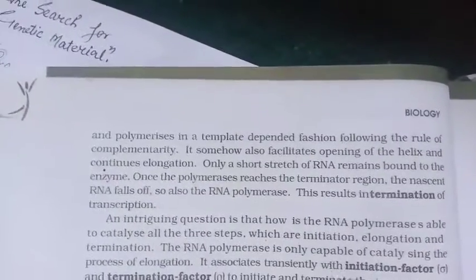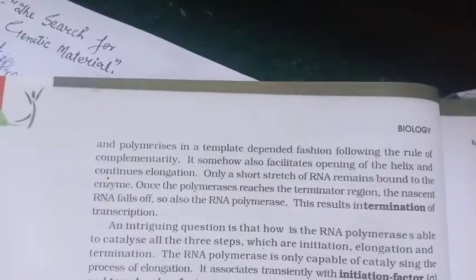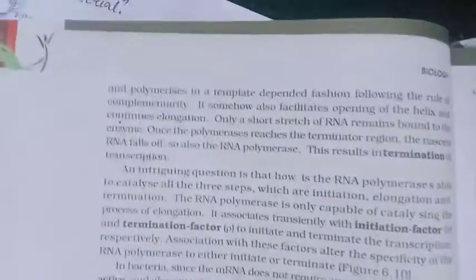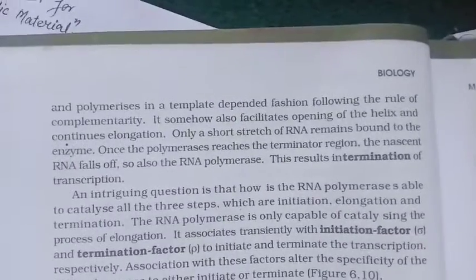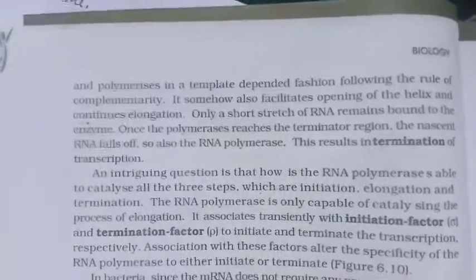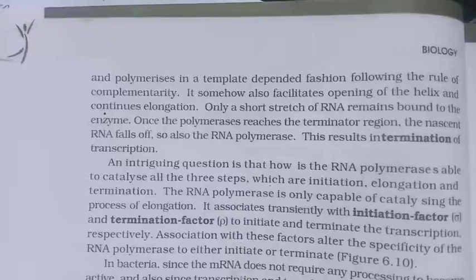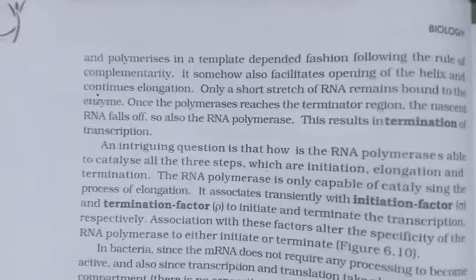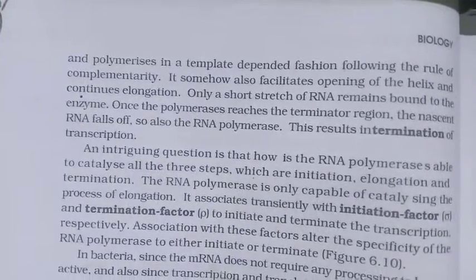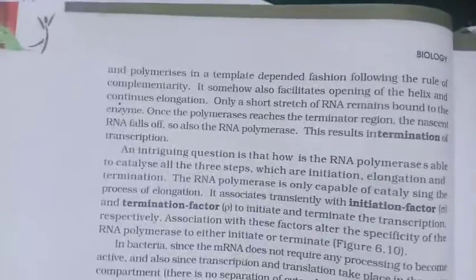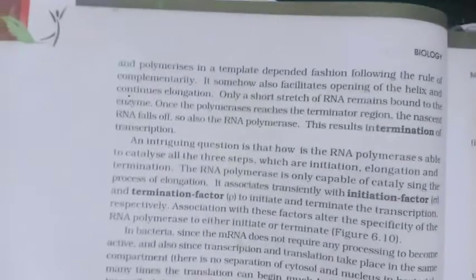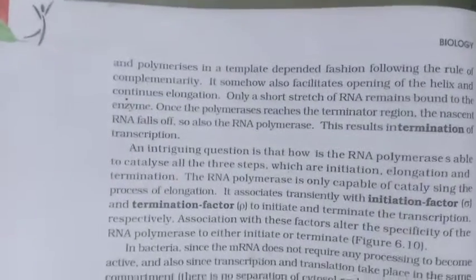It also facilitates the opening of the helix, that is the DNA dependent RNA polymerase. It is a multifunctional enzyme and it facilitates the opening of the helix and continuous elongation. Only a short stretch of the RNA remains bound to the enzyme. Once the polymerase reaches the terminator region, the nascent RNA falls off, and this results in termination of the transcription. That means finally the formation of the transcript is complete.